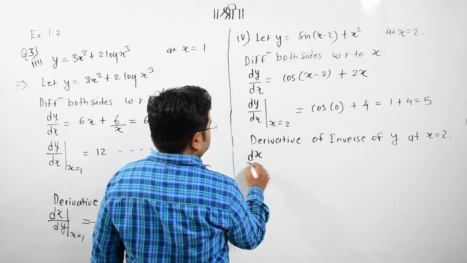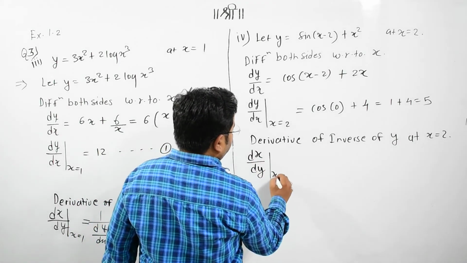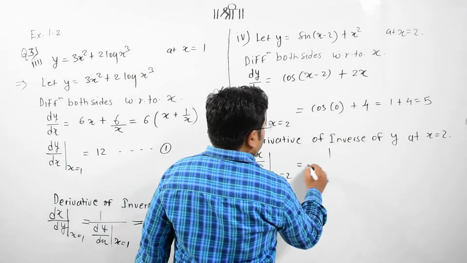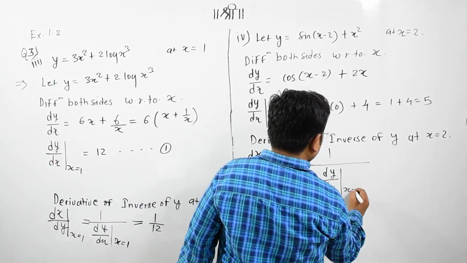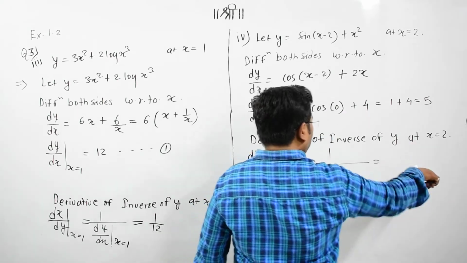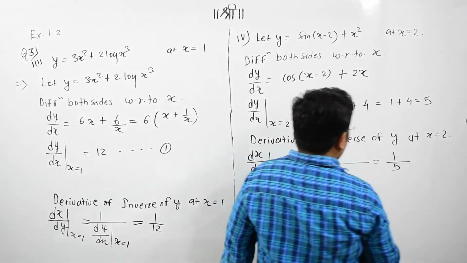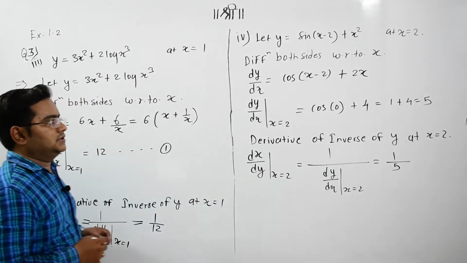So dx upon dy at x is equal to 2 is equal to 1 upon dy upon dx at x is equal to 2, which is equal to 1 upon 5, and that's what our final answer is.